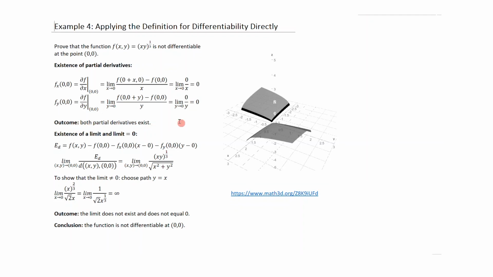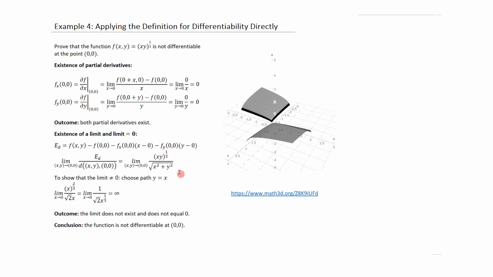All right, so the next thing is the existence of a limit, and that the limit equals 0. We have to determine the difference between the function and the approximation of the function, which is a tangent plane. We make the substitutions for f_x, f_y. This is x minus the value of x at the point of interest, y minus the value of y at the point of interest. If we make the substitutions of the values in here, we find that we're only left with f(x,y), which is x times y to the power of 1/3. The distance is the norm of (x,y) minus (0,0), which will be, by definition, the square root of x squared plus y squared.